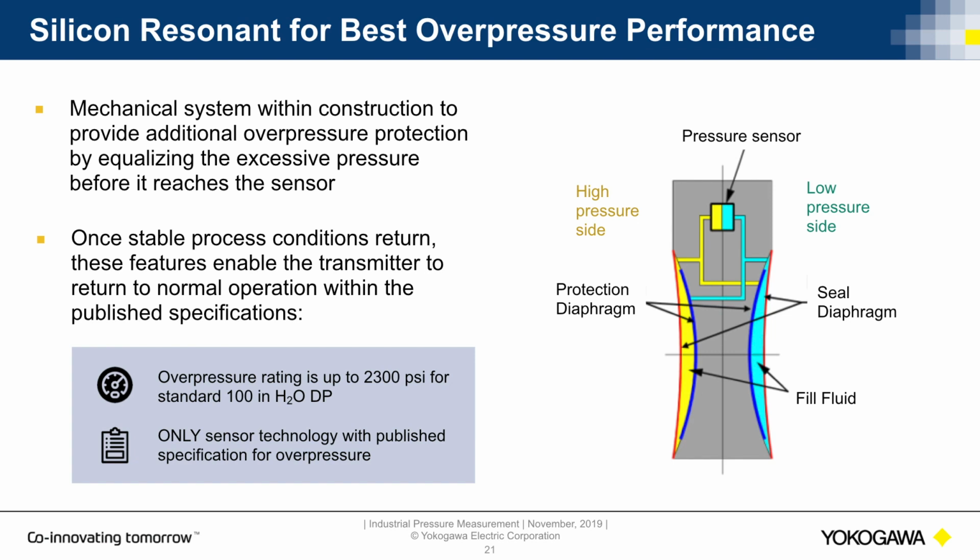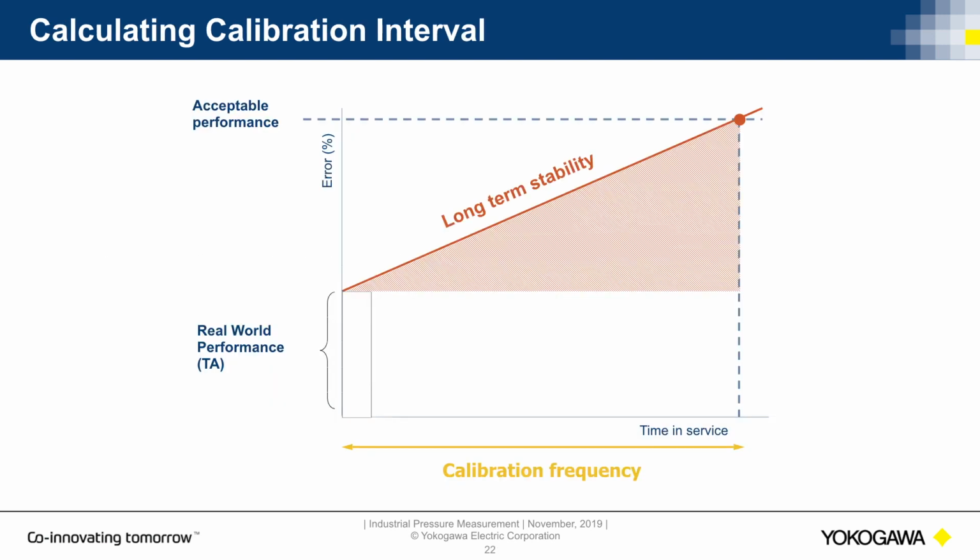When that event is over and the pressure has subsided, the fill fluid goes back to the other side, and your transmitter comes back into its normal operating range within that plus or minus 0.03%. And then you don't necessarily have to concern yourself with any kind of damage to your sensor at that point. Now, not many people can do this. I don't think anybody other than Yokogawa can, but this is one of our very big features on our traditional mount.